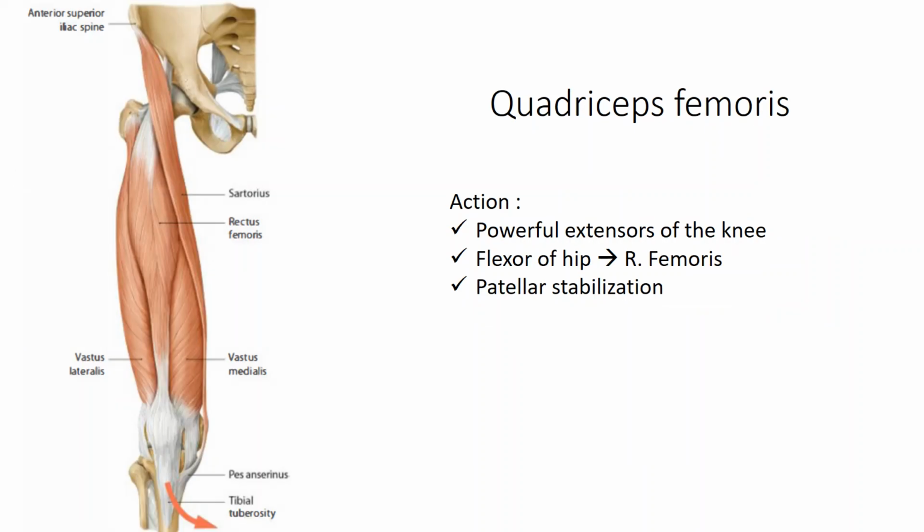So for the quadriceps femoris, the action is a powerful extension of the knee, and one of them also crosses the hip joint, which is the rectus femoris. Other than that, all of them originate from the femur only. Only the rectus femoris originates from the hip bone, so it crosses the hip joint. So it is a flexor of the hip.